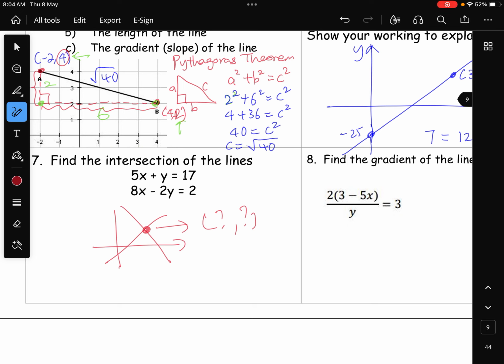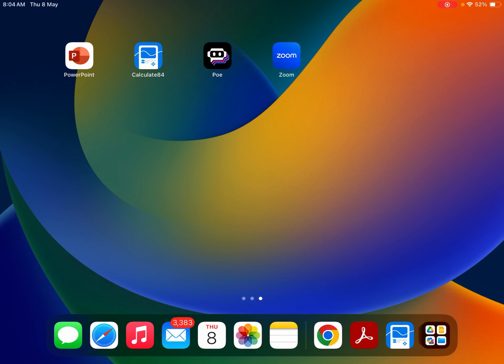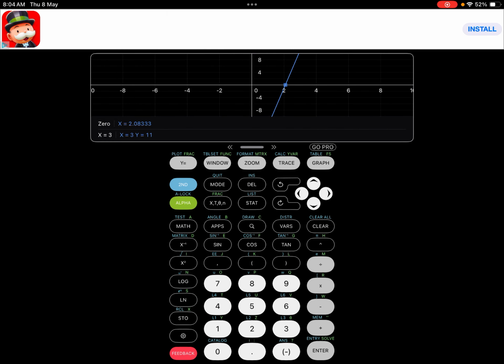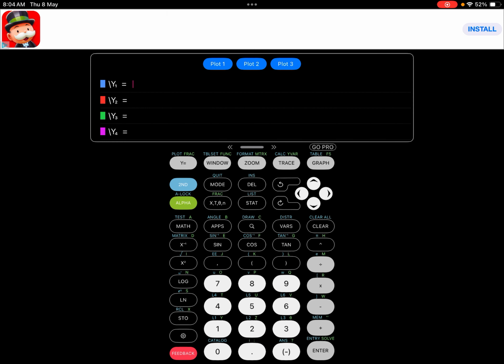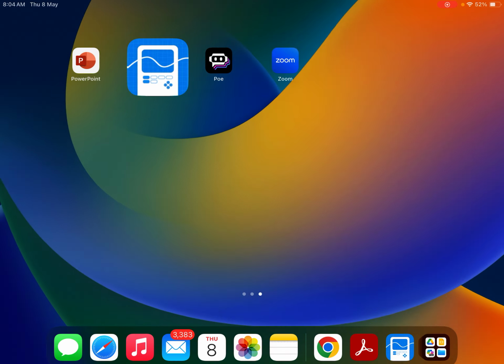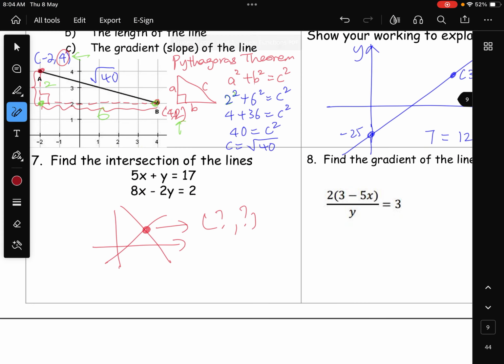So what I'll do is I'm going to show you again how we can put this onto the GDC. If we go onto the calculator, we're going to clear this. Now the only downside is that when you put these two equations here, it starts off by saying what is y, but the equation given to you is 5x plus y equal to 17. So we may have to rearrange this equation.